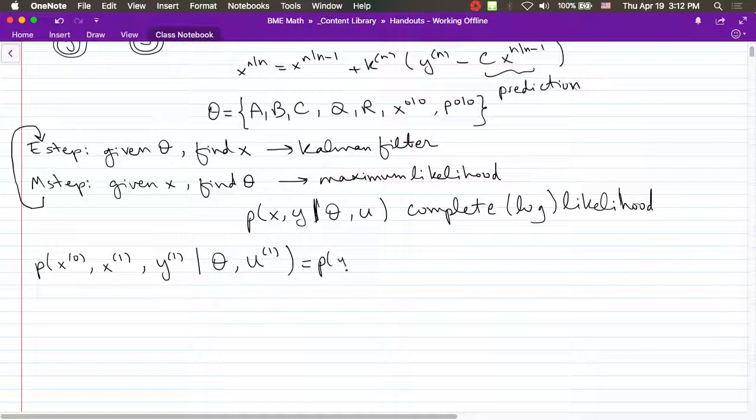So that's P of y1 given x0 and x1, times what? What goes here? P of x0 and x1 given theta.